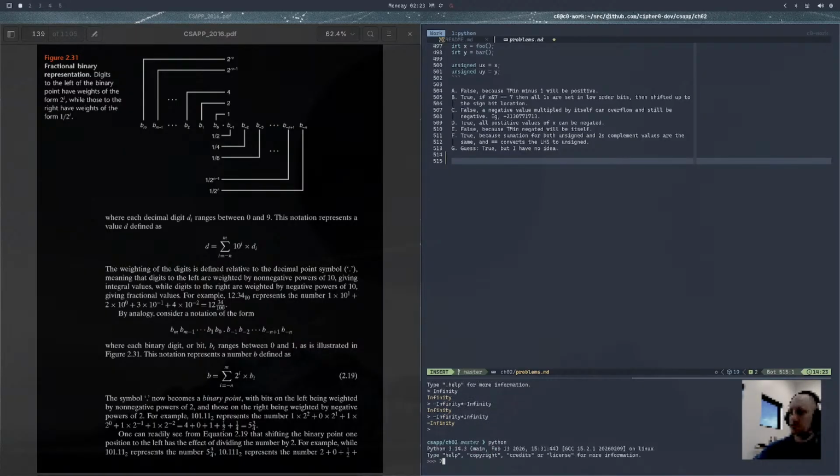Python: 2 to the negative 3 is equal to 1 divided by 2 to the third. True.